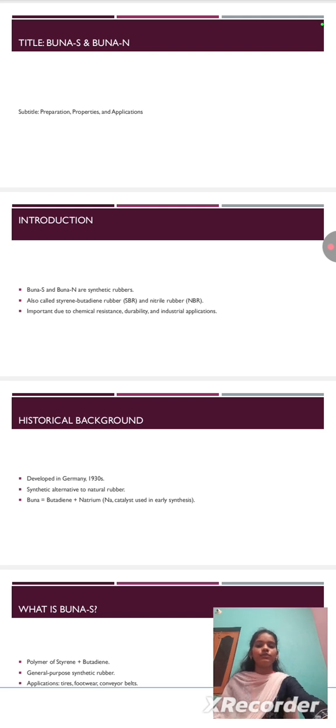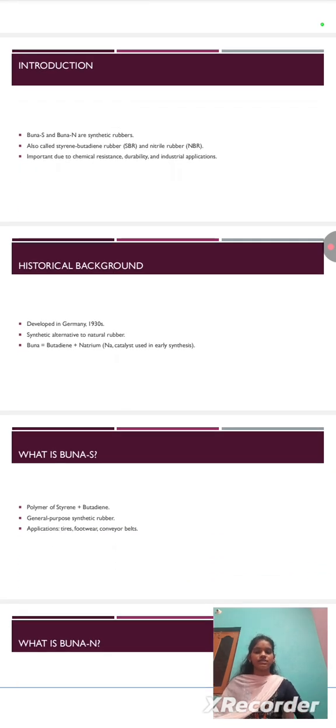And next we have to know the chemical structures. Buna-S: linear polymer with styrene and butadiene units. Buna-N: copolymer with butadiene units and nitrile groups. And a diagram showing CH2 single bond, CH2 double bond, CH single bond, CH2 and functional groups.